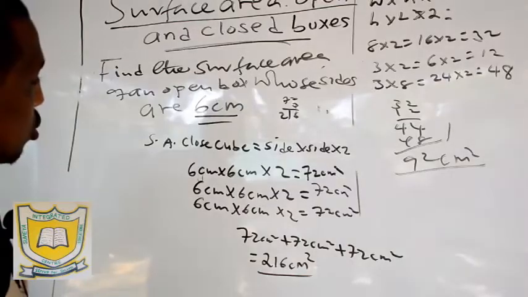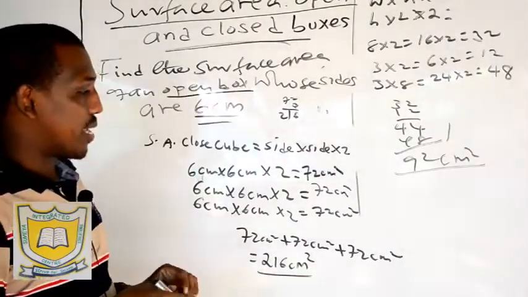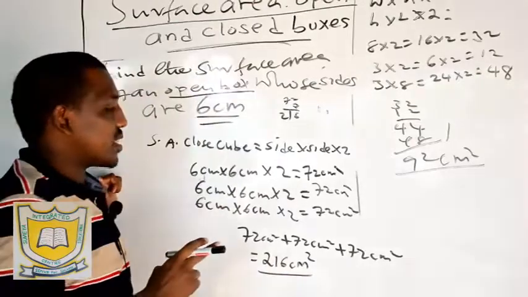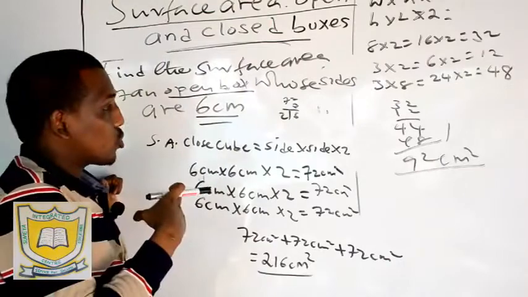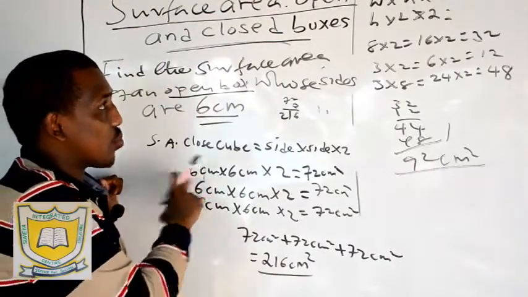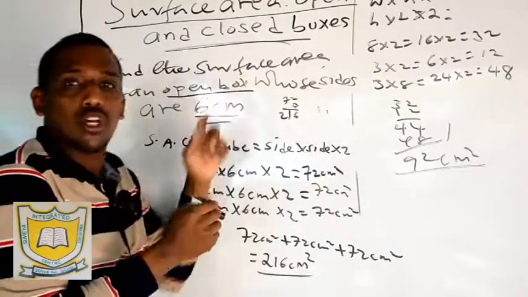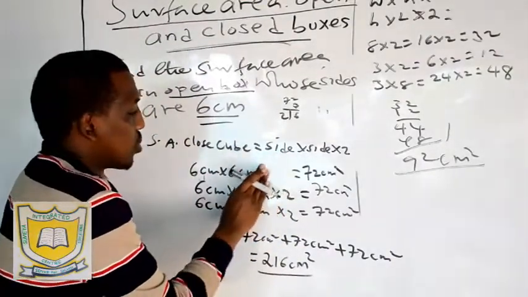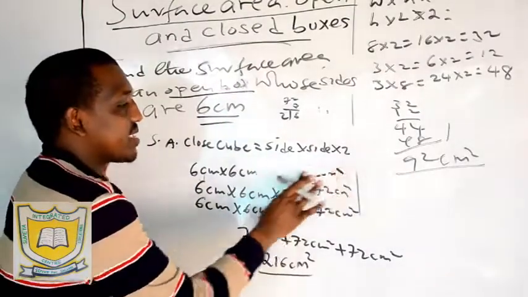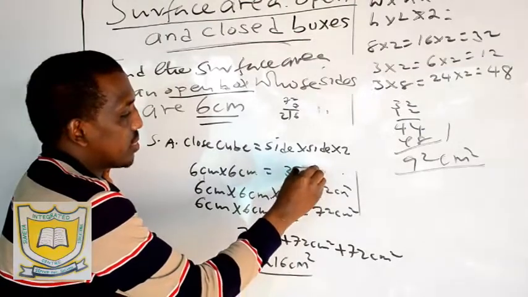It's an open box. Oh, sorry. It's an open box. If it is open now, the top one is not there. So what will happen now, for the length and the width, there is no times 2. Sorry, the keyword here is open box. So there is no times 2 here. We get 6 times 6, 36 centimeter squared.